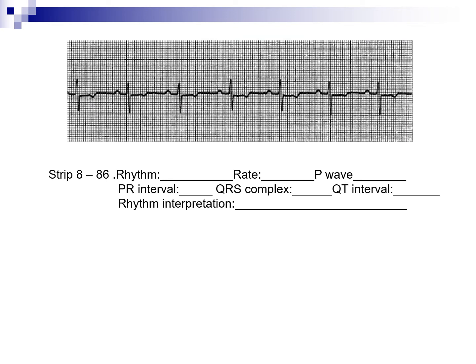In 886, this rhythm is considered regular. The rate is actually 60. We do have P waves. They are sinus.